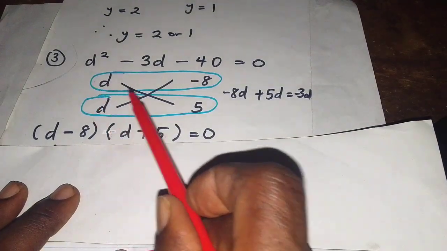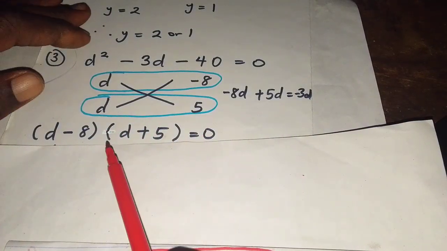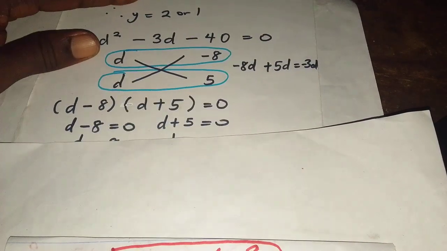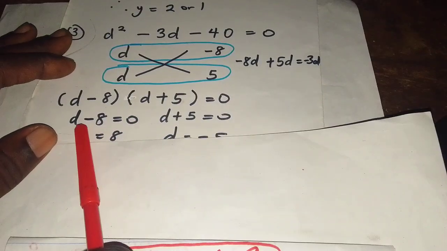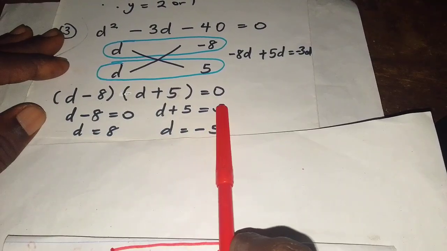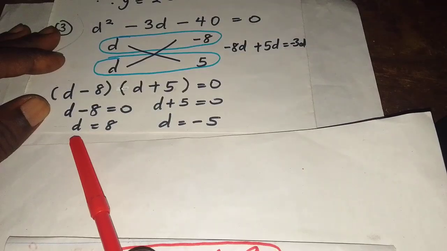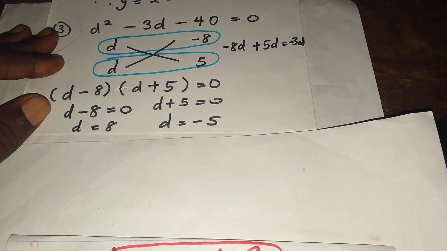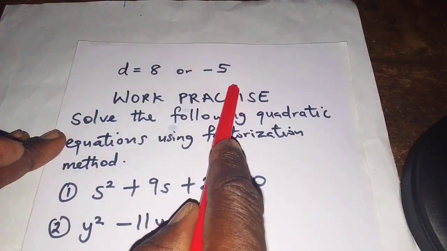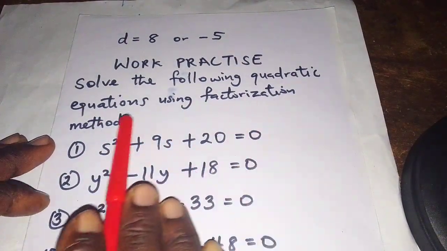So you're having d minus 8, then d plus 5 is equal to 0. So you now equate each of them to 0 to solve. So that means you are now going to have d minus 8 is equal to 0. When minus crosses the equality sign, it turns to plus. d is equal to 8. d plus 5 is equal to 0. When plus 5 crosses the equality sign, it turns to minus 5. So the value for d should be what? Plus 8 or minus 5. So for the work practice, solve the following quadratic equations using factorization method.